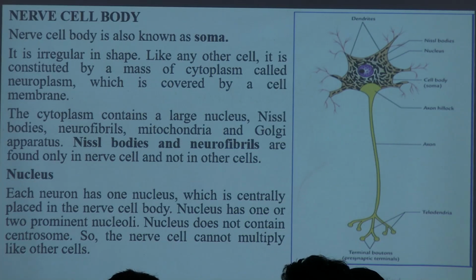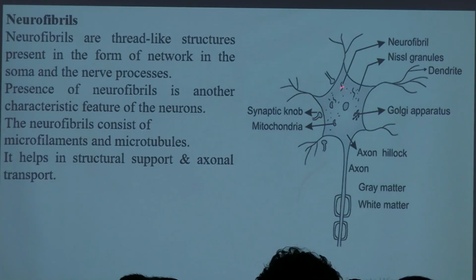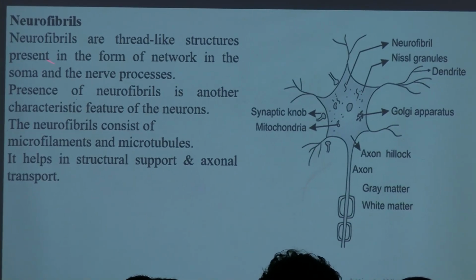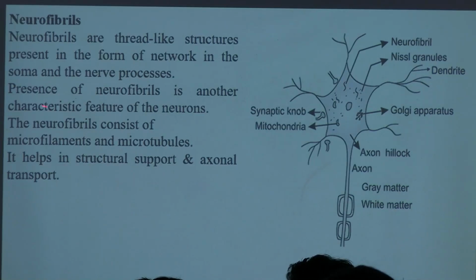Now, if I ask you what are neurofibrils and what are Nissl bodies, then I don't think you can answer. Okay. So what are these neurofibrils? As you can see, these are the neurofibrils or Nissl granules. Okay. So these neurofibrils are thread-like structures present in the cytoplasm. And if you see the appearance of the neurofibrils, they are network-like. Okay, they are having a network in the soma of the nerve process. Now, the presence of neurofibrils is an important characteristic feature of the neurons. And neurofibrils consist of microfilaments and microtubules.